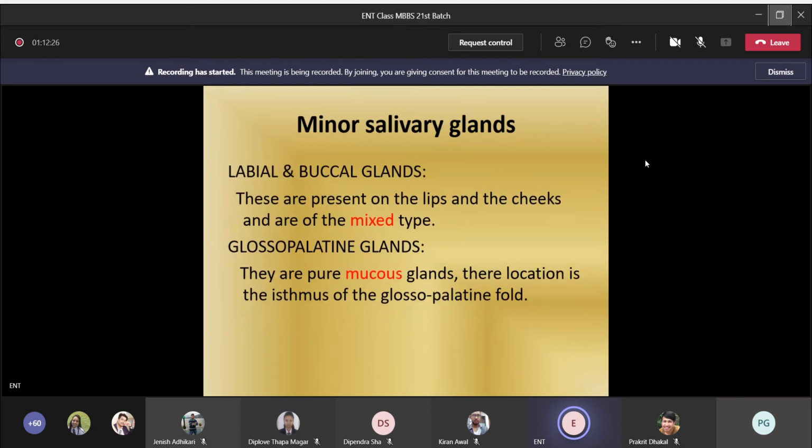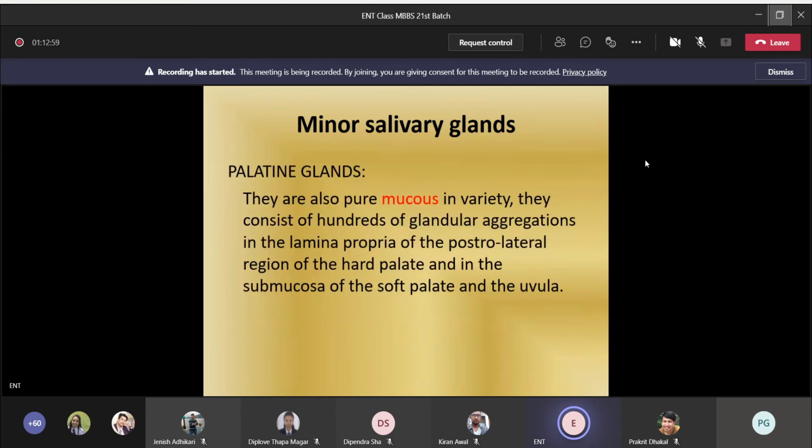Minor salivary glands are present on the lips and cheeks and are of the mixed type. Labial and buccal glands are the mixed type. They are found, as the name suggests, in the lips or the buccal mucosa. Glossopalatine glands are pure mucous glands. The location is the isthmus of the glossopalatine fold. So these glossopalatine glands are mucous glands. Secretion is mucoid.